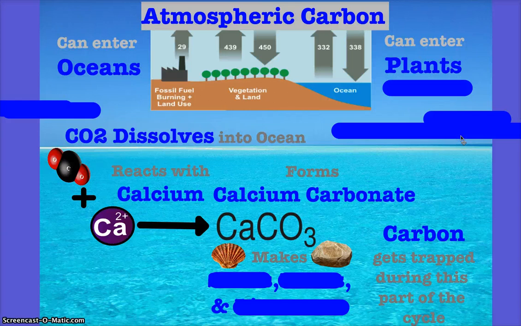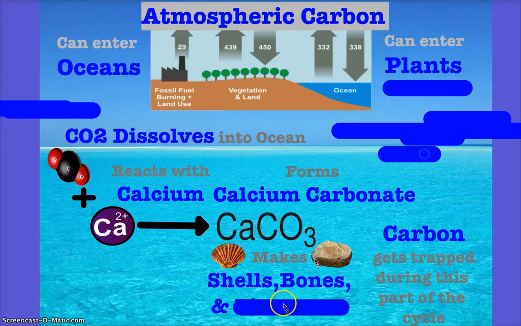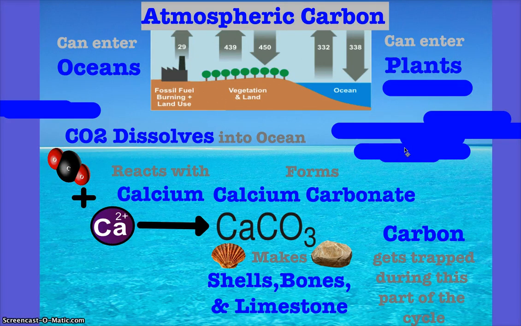which forms what? When you think of the word calcium, what do you think of? Bones. What else? Milk, right? Which helps make your bones strong. What else? You said minerals? Yes. Where are minerals found? Mainly in the ground, in rocks. So it forms shells, and then it also forms limestone. Okay? And because these are all really solid forms of carbon, carbon ends up getting trapped for a long period of time in this part of the cycle. It's like, it's hard for it to go back into the cycle once it forms shells and bones. Will it? Yes, but it takes long.